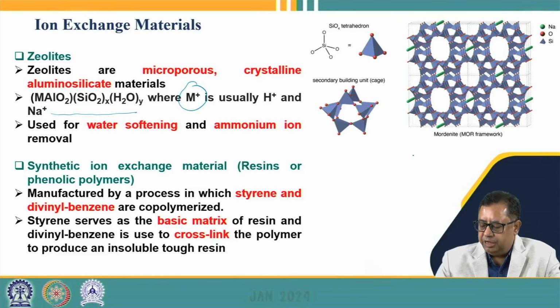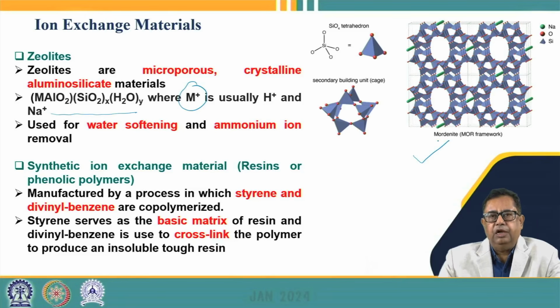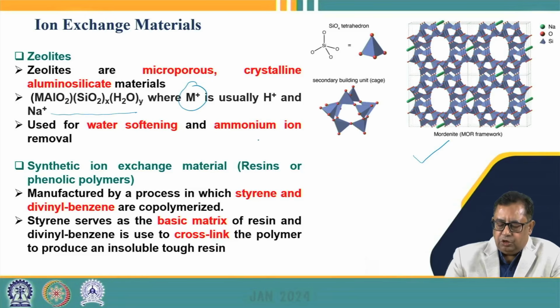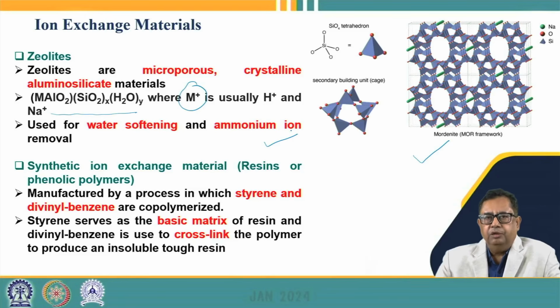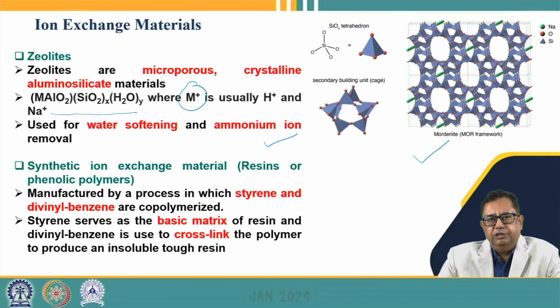You can see here the microporous structure of the zeolites, which helps in treatment of the water and exchange of the ions through these micropores. It can be used for water softening, ammonium ion removal, etc. Similarly, we can also have synthetic ion exchange materials which are called resins, or phenolic polymers, and they are manufactured using styrene and divinyl benzene.